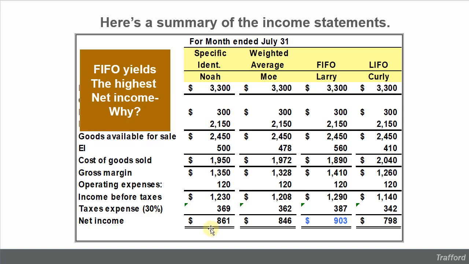Now let's see if we can generalize anything from these results. Just looking at bottom line net income here, we can see that Larry, the FIFO umbrella seller, is reporting the highest amount of net income. So remember, all of these people started out with umbrellas that cost $300. They all purchased umbrellas for $2,150. They sold those umbrellas for $3,300, and they all paid the $120 for the license. Even though they all had those same transactions and those same effects on cash, the FIFO company had the highest net income of all four of these individuals. And the only difference between these individuals is their choice of accounting method.